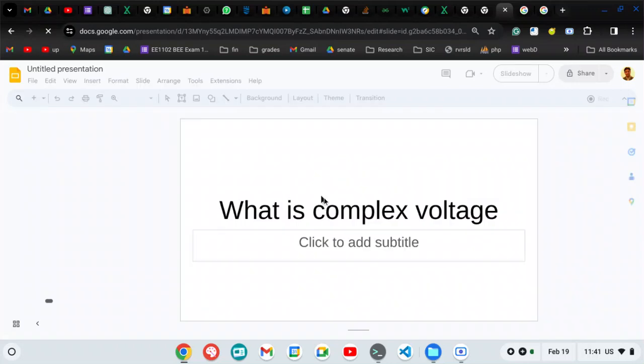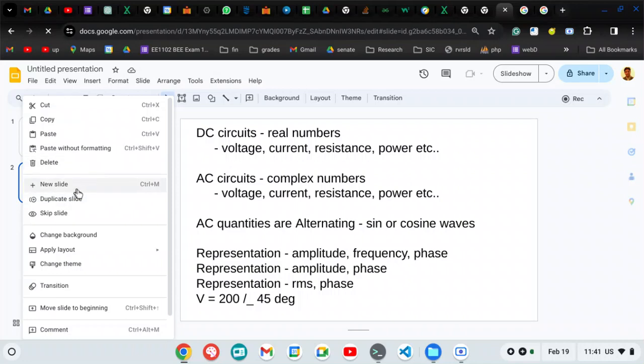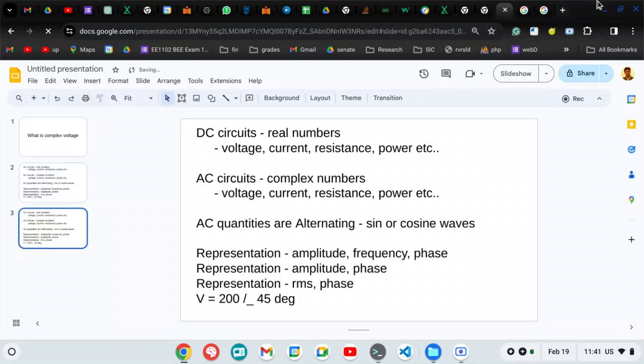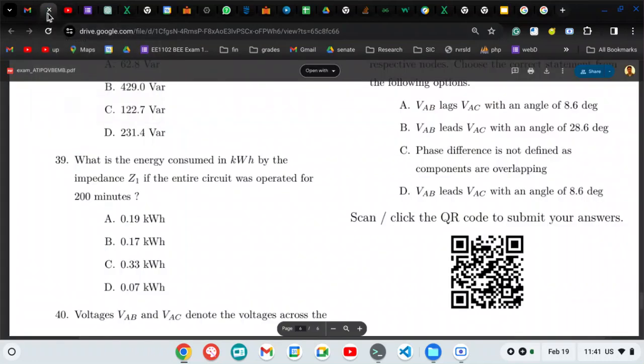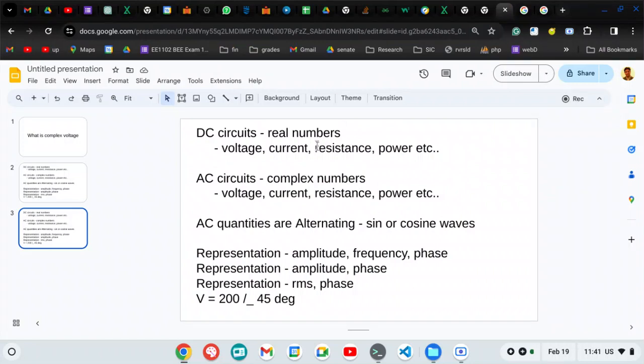Sir, I think she meant the theory part, sir. Like, there was an option C, which says phase difference is not defined as components are overlapping. I don't even know the meaning of that, but anyway, it is a wrong option. Phase difference is defined. It can be zero or it can be non-zero. So phase difference is anyway defined. The choice is there to confuse people.